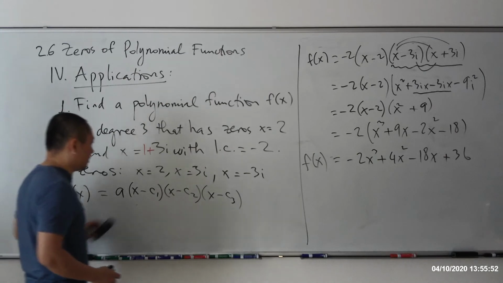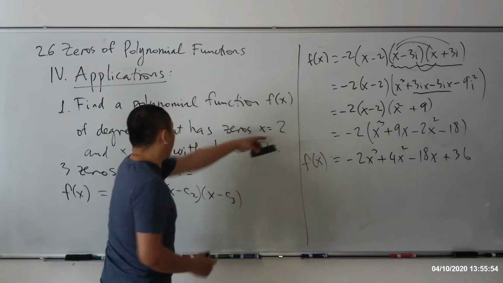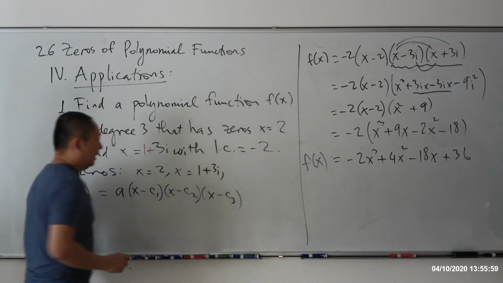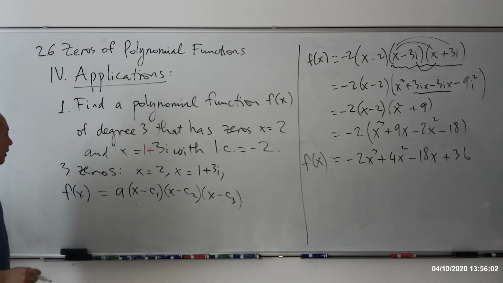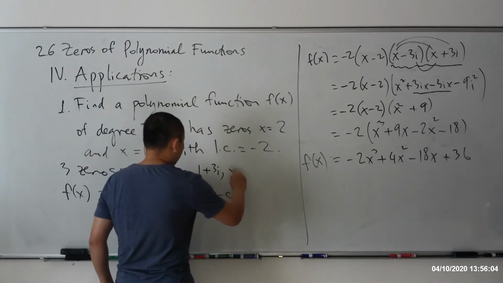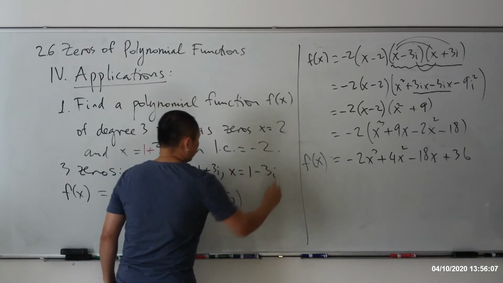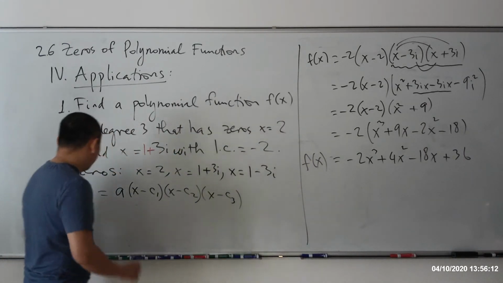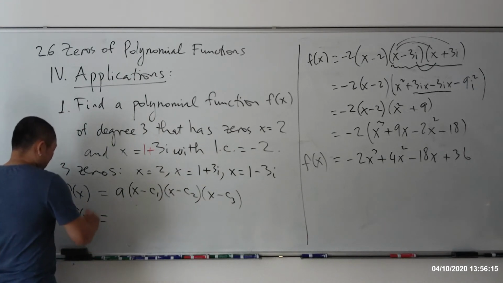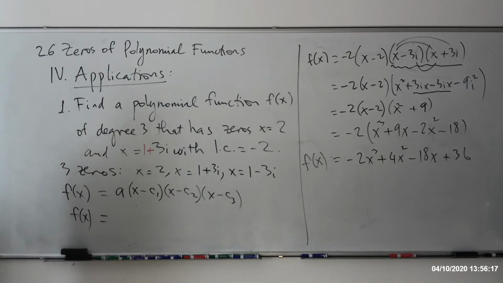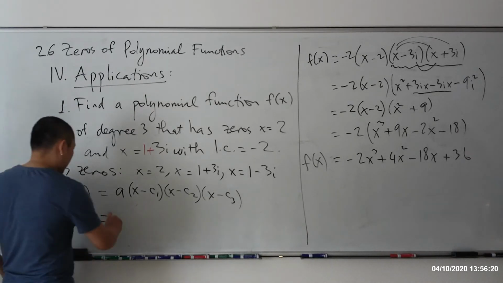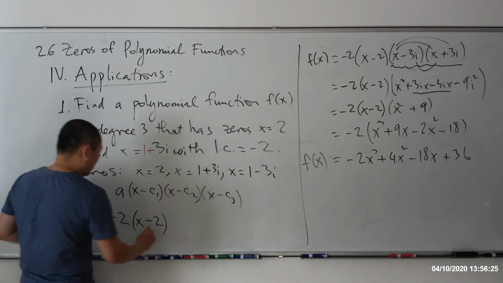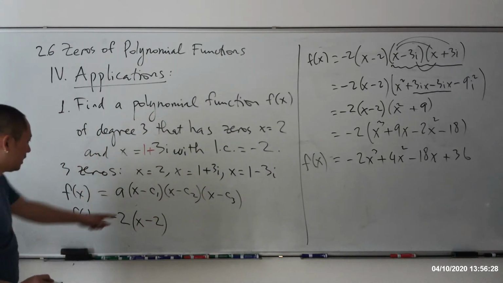Okay, so the 3 zeros are, the first 0 is 2 already. Okay? The second 0 is 1 plus 3i. And according to the conjugate pair theorem, the third 0 will be the conjugate of this one, which is 1 minus 3i. Those are 3 zeros. So now, how do we write the polynomial function as a product of linear factors? Negative 2 right here for the leading coefficient, and the first 0 is x minus 2. The first linear factor is x minus 2, associated with the 0, x equal to 2.